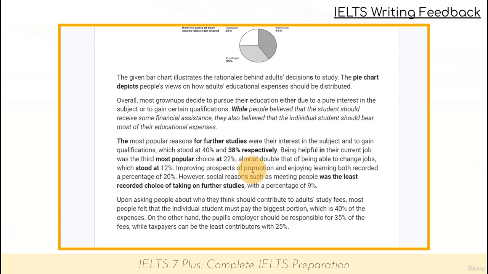I don't think we need that comma there. Just a slight overuse. It happens quite a lot in student writing that there's an overuse sometimes of commas when it's not really needed. However, social reasons, such as meeting people, you see there we could probably add a comma to separate this. However, social reasons such as meeting people, was the least recorded choice of taking on further studies with a percentage of 9%.